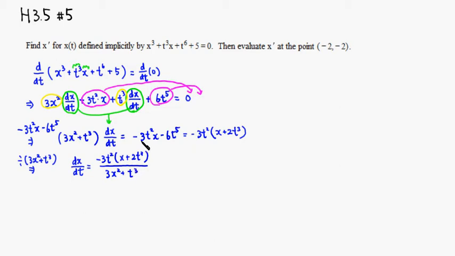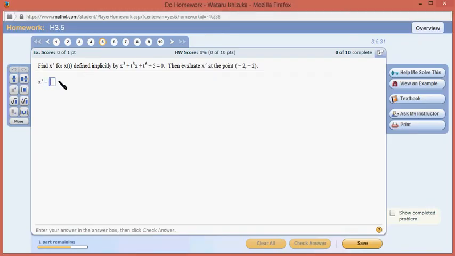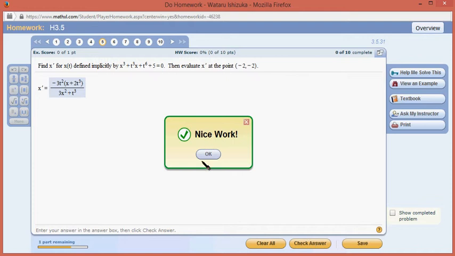Alright, so we got that. So let's type it in. That's a fraction: negative 3t squared times (x plus 2t cubed), over 3x squared plus t cubed. Oh, actually, that's not what I want. Plus t cubed. Alright, so let's check the answer. Alright, so we got that.